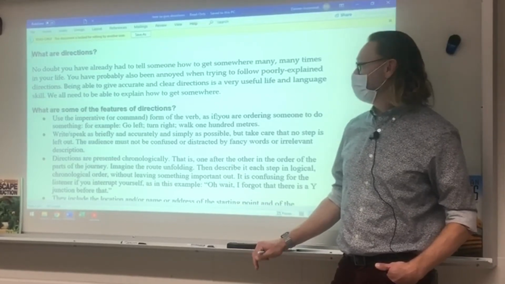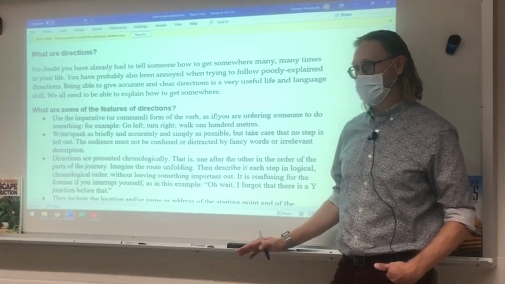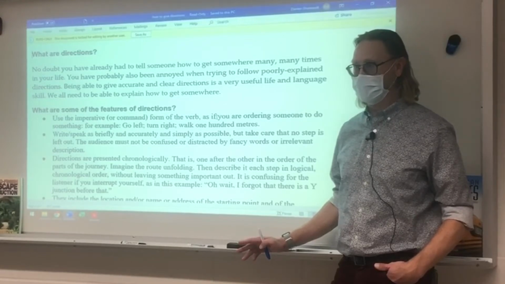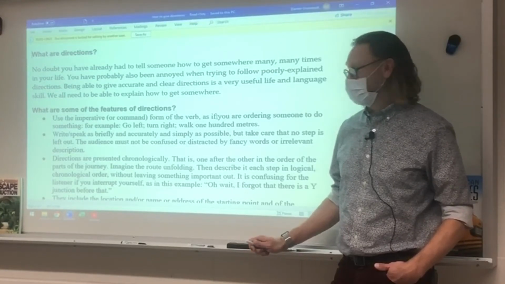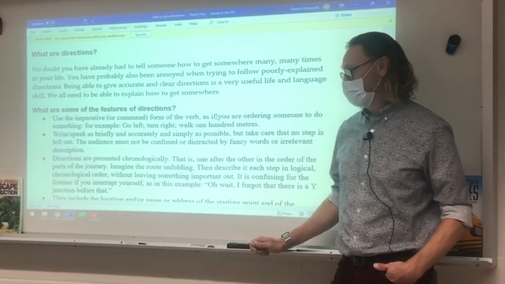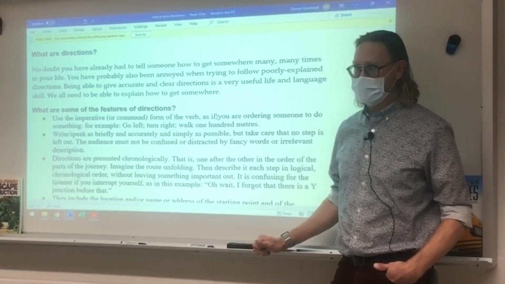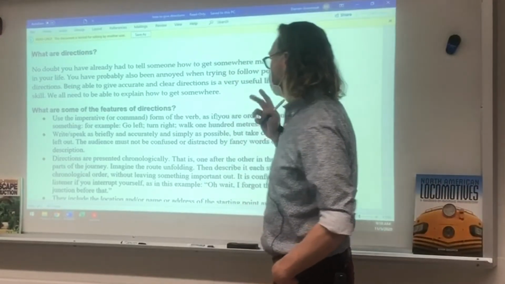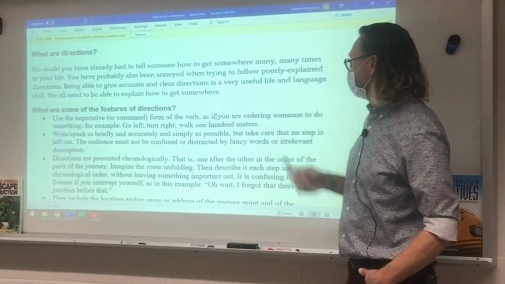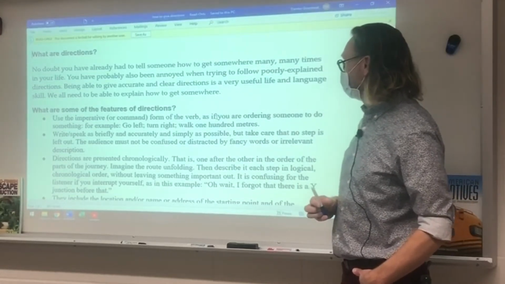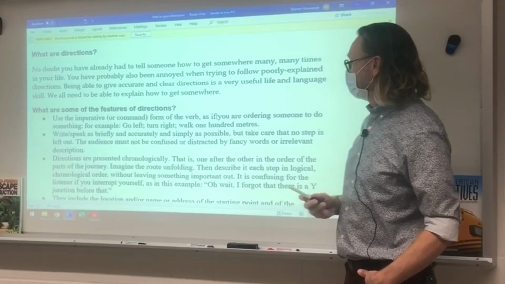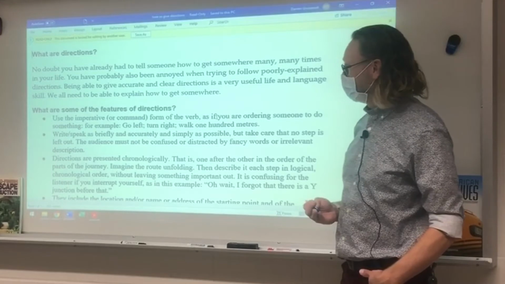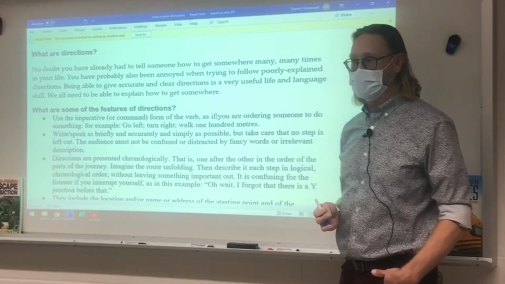So giving directions for how to get somewhere is more straightforward. Your verbs are simpler, right? You're walking or you're driving, and you're turning, you know, and that's kind of it. You've also probably been annoyed when trying to follow poorly explained directions. Being able to give accurate and clear directions is a very useful life and language skill. We all need to be able to explain how to get somewhere.